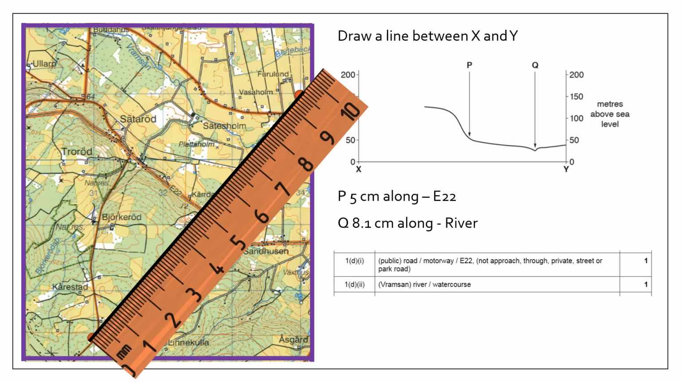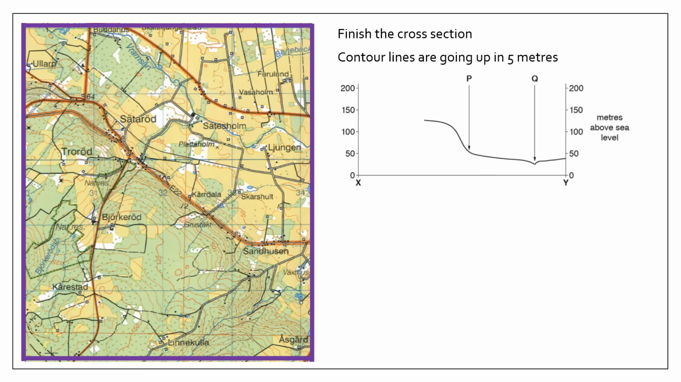So again, I've got the river there, and I've got the E22 road. Now, if I have to complete the contour lines, I need to work out first what the contour lines are going up in. And from here, it looks like they're going up in about 5 meters. Again, along the line, what I'm going to do is work out what distance I need to draw. So in this case, 3 centimeters.